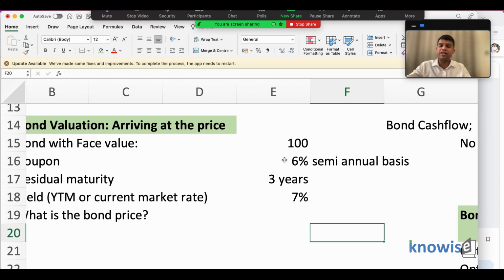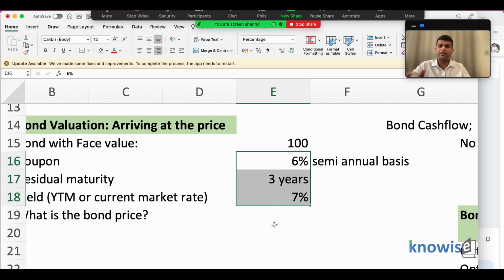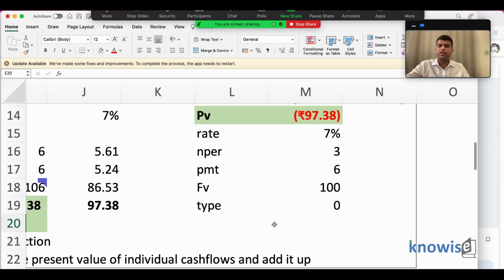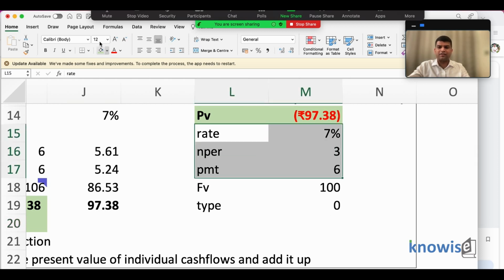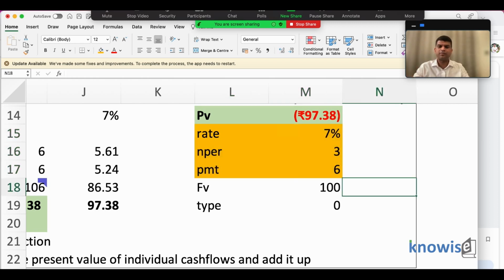What are the things you will change if this is the question? Let's say you need to find the intrinsic value. The scenario is very simple. Let me change the color so that you can understand this. All these 3 factors, rate, NPER and PMT, are in yearly numbers. These 3 need to change.